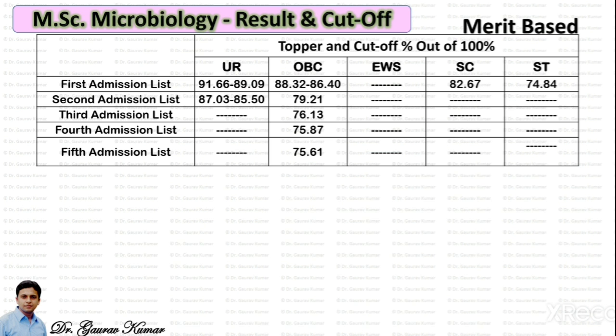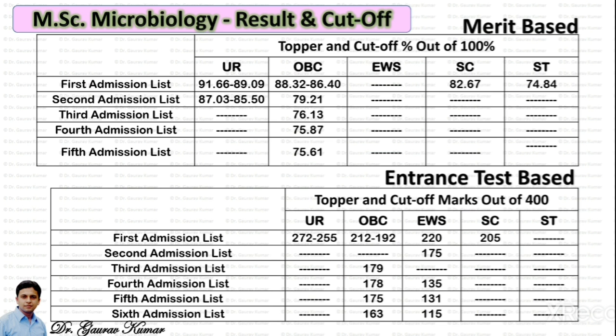And in the entrance test based, if you see, again in the OBC and EWS categories, because of these categories only, there were around 6 admission lists. But otherwise, the seats in the unreserved and the SC category were filled in the first admission list itself. The topper got around 272, while the lowest merit was 255 in the unreserved category.